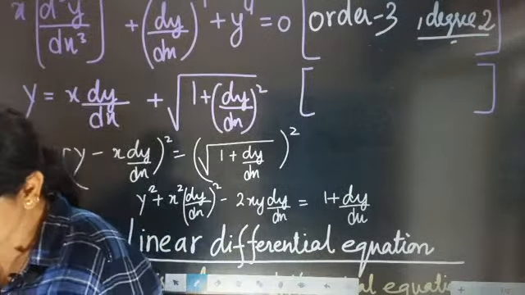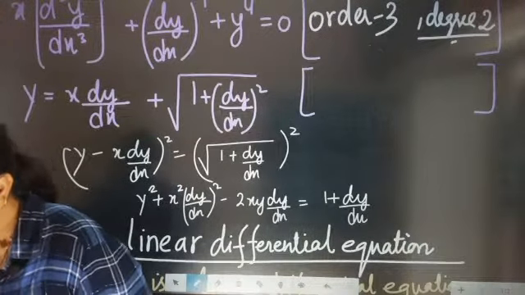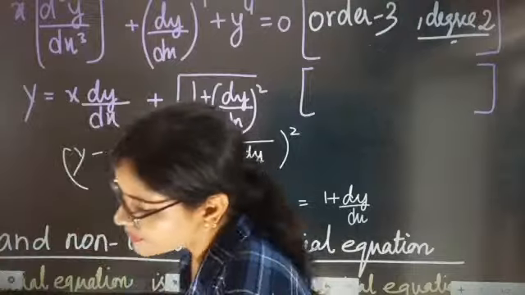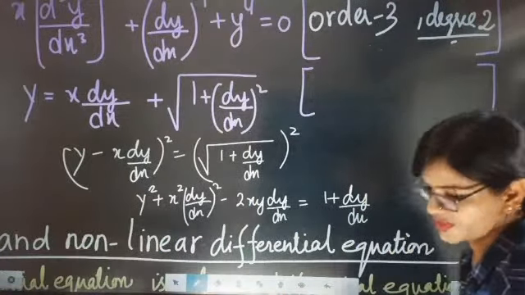So dy by dx order is 2, degree is 1. So here, okay, we have to check this one out. Fine. So we are checking exactly. Order is 2, degree is 1.